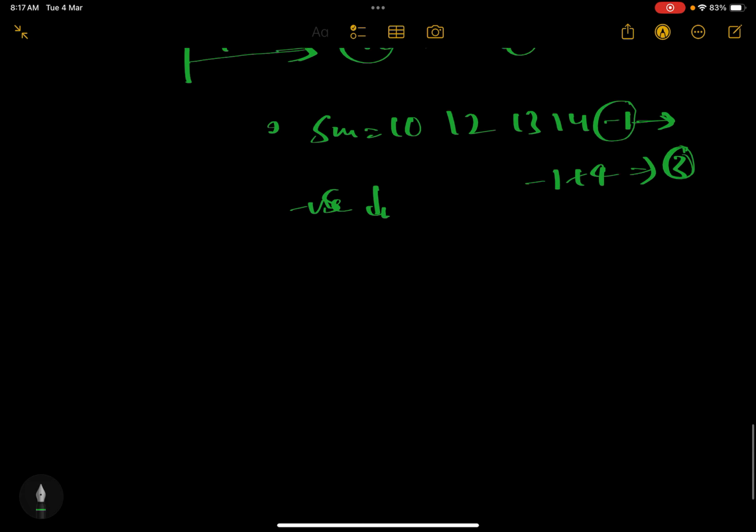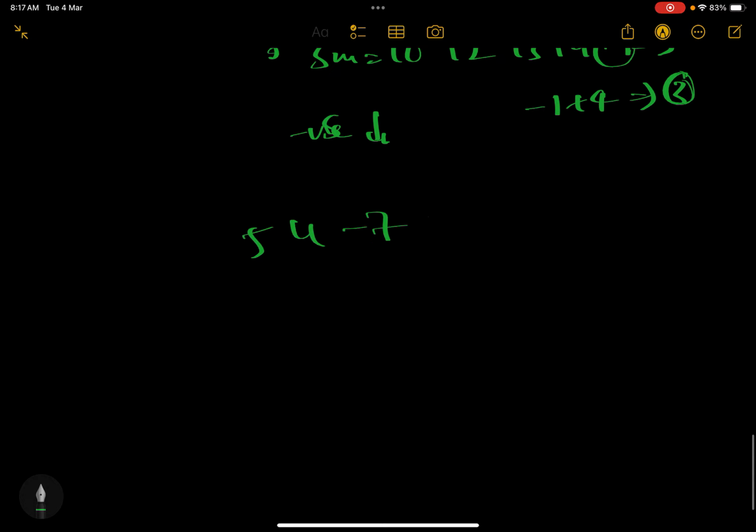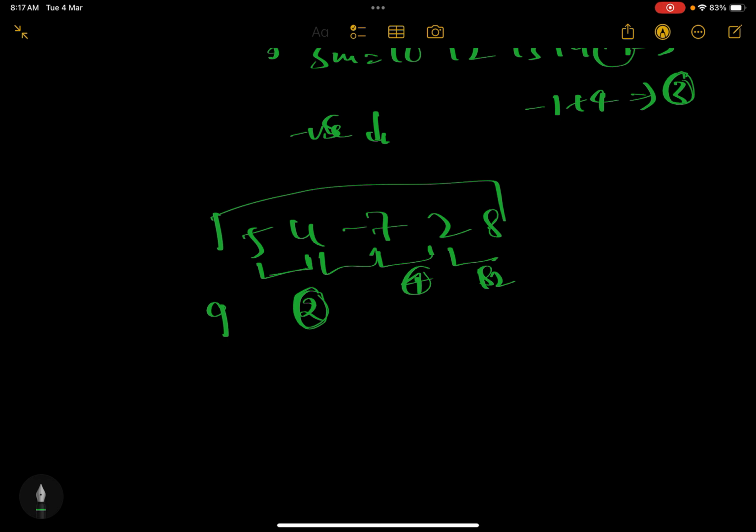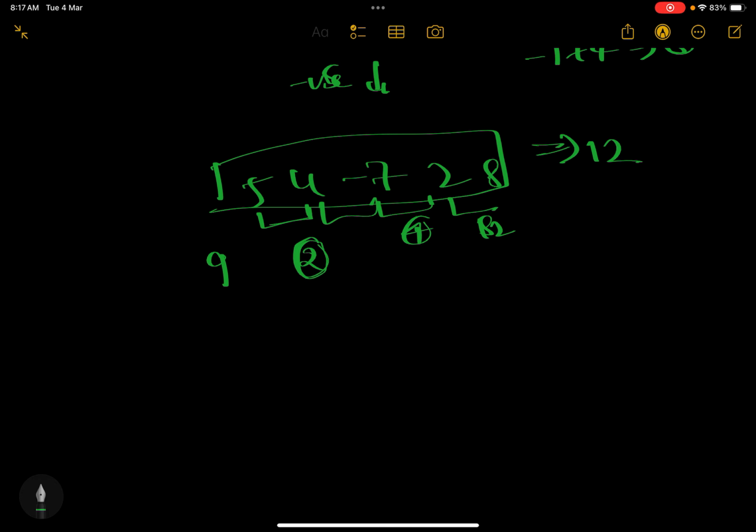decrease your sum. See, 5, 4, minus 7, 2, 8: 5 plus 4 is 9, 9 minus 7 is 2, still your sum is positive, as you can see. 2 plus 2 is 4, 4 plus 8 is 12, means if you take the whole subarray, it will give you a sum of 12, right? But as a normal mind, what you will think is, I will leave this negative number, but it won't be a subarray. If you leave this negative and take the whole thing like this, it won't be a subarray, because you left one element, it will be a subsequence.